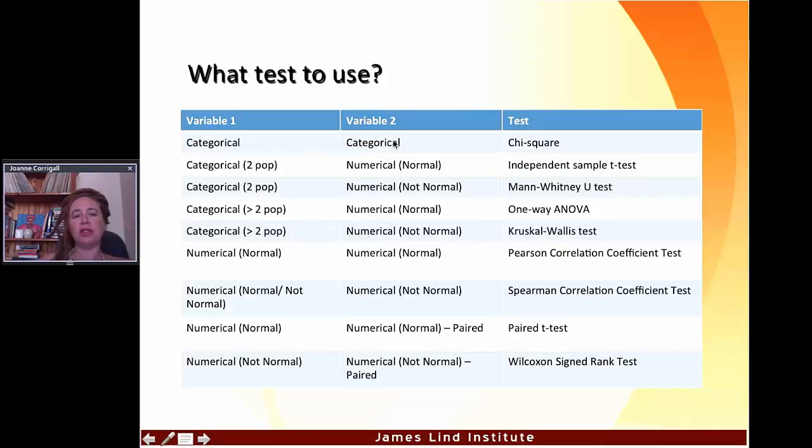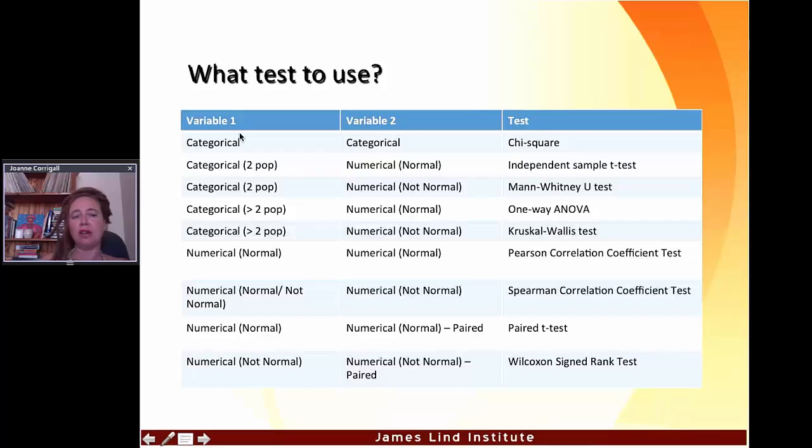So an example might be high blood pressure, low blood pressure as a dependent variable, and the independent variable would be eats apples, doesn't eat apples. So that's an example where you have two categorical variables, and then you would use the chi-square test. But as you can see, you can have many different combinations.